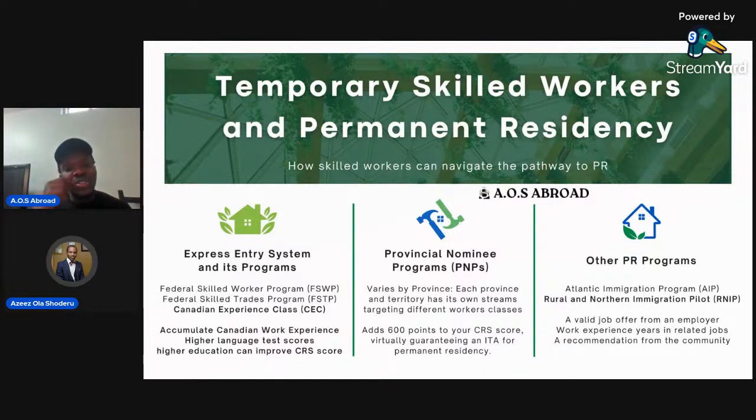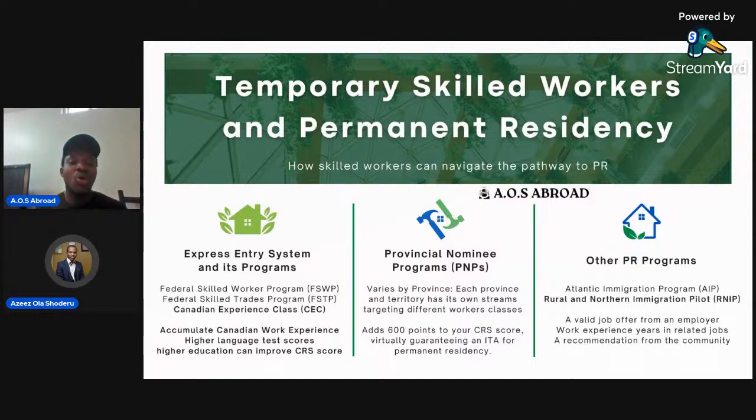Now, another thing is provincial nominee programs. You still need to go through some of these programs to get your PR. It varies by province, because the criteria for Alberta may be different from the criteria of Manitoba or different from the criteria of Ontario. Each province and territory has its own streams targeting different categories of workers.